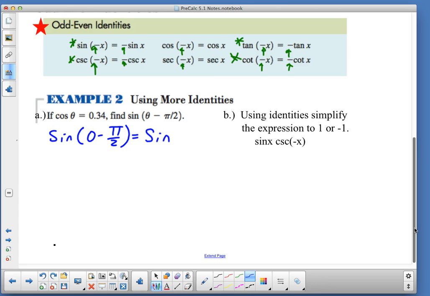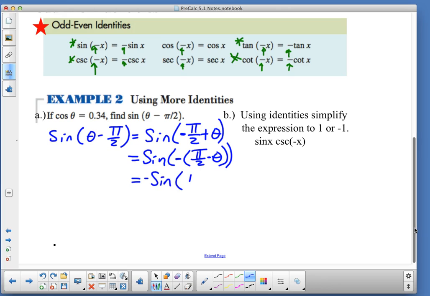So this should be the same as a negative pi over 2 plus, and I should put a theta in here, plus theta. And now if I factor out a negative, and keep in mind what I'm trying to do, this is an odd function, I can do that. And now I can factor that negative out to the front side or the a position in the term. So this is here.